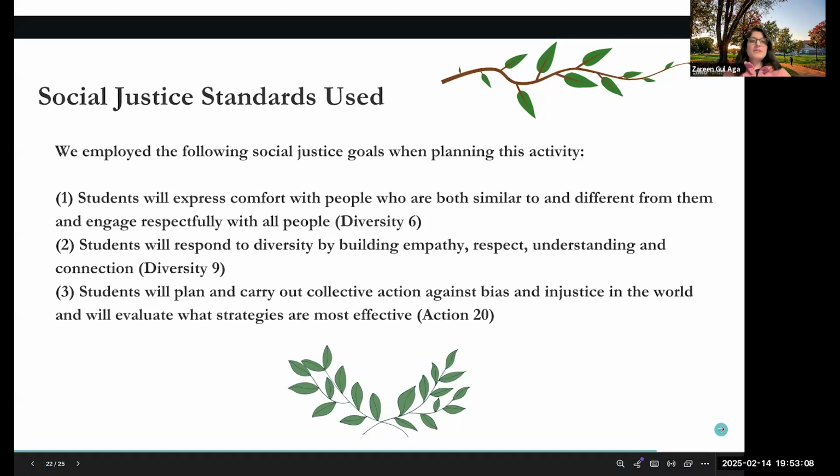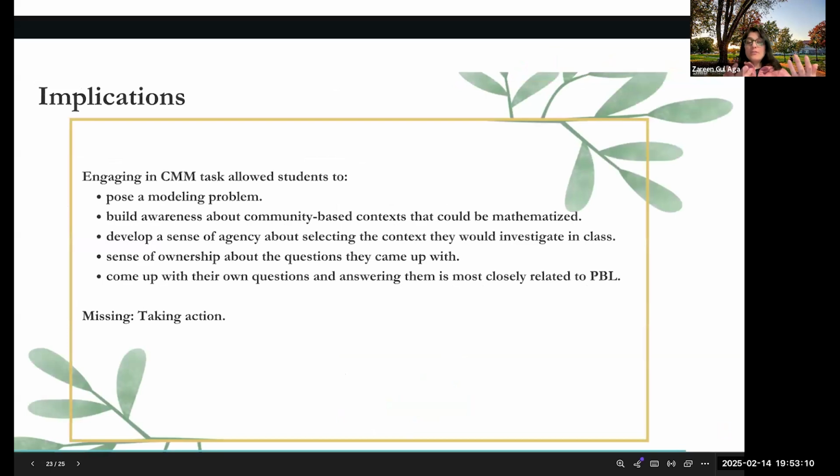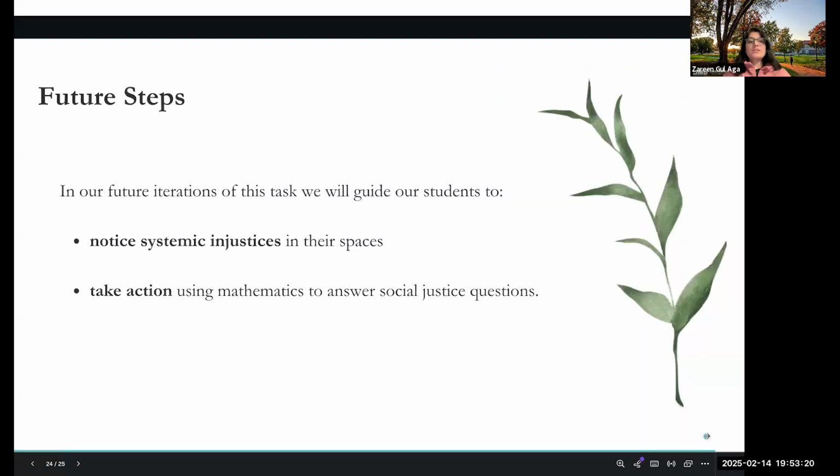So in future iterations, we would focus on that taking action piece, where the students would engage in the community-based math modeling cycles, but also engage in taking action, noticing systemic injustices when they are thinking about the questions they are coming up with and what they are going to use math to answer. And that taking action piece is how we can support our students in using mathematics to answer social justice focused questions.